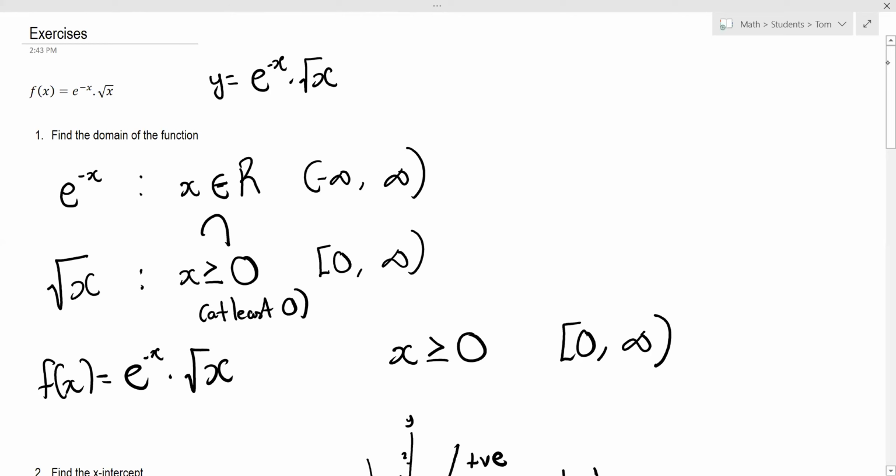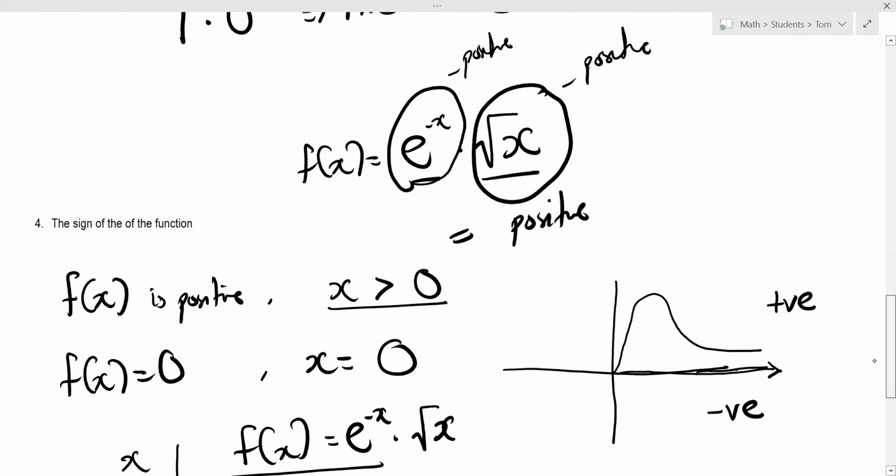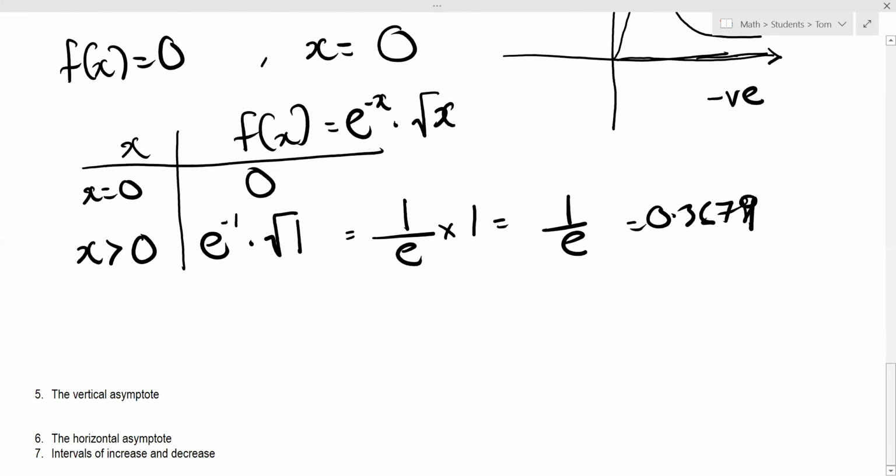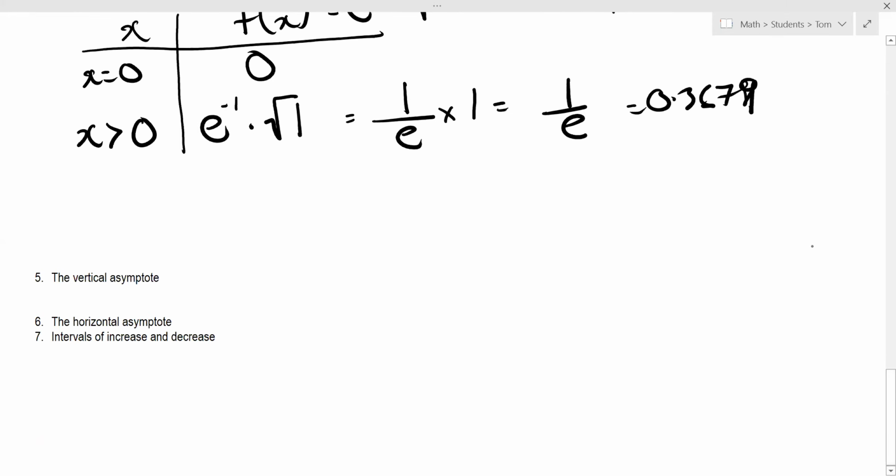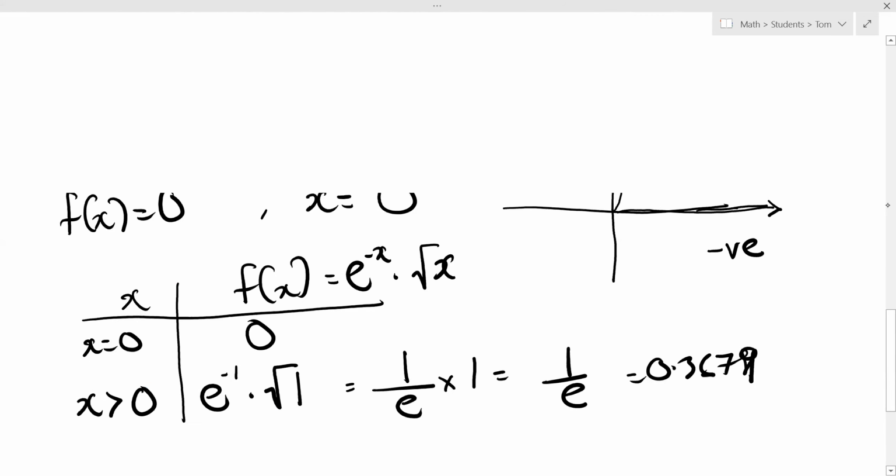questions of this exercise. There are still more, but because I don't want the video to be too long, we'll just stop here and I'll answer questions 5, 6, and 7 in the next video.